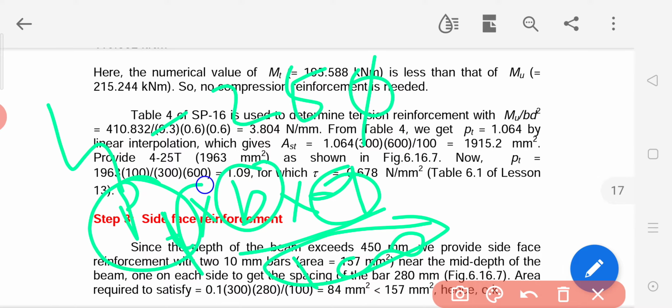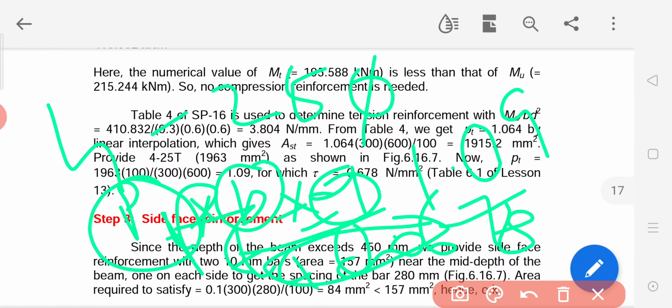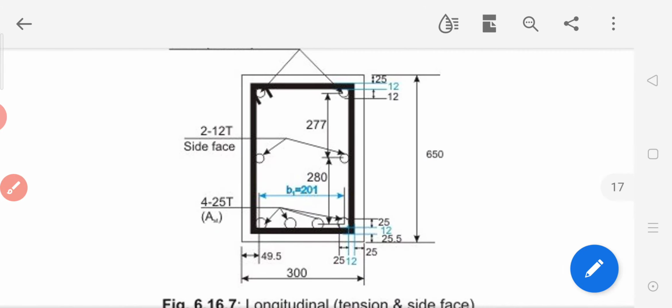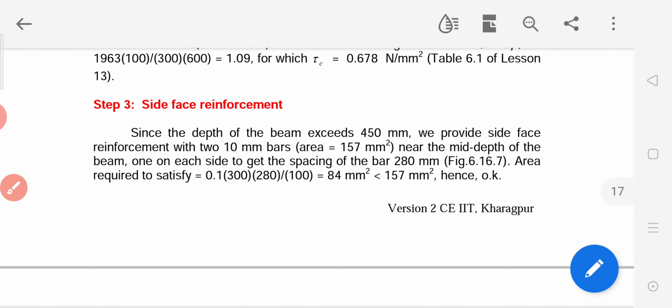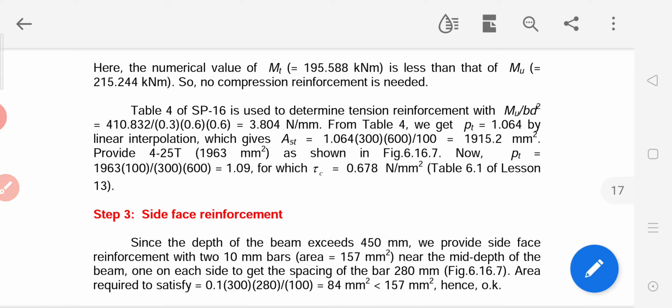now we calculate PT. We get the value of PT, which is 1.09, and tau c value is 0.678. Hence okay. So here in this diagram, we provide the 4 bars of 20 mm diameter. Now we will discuss step 3, which is side face reinforcement.